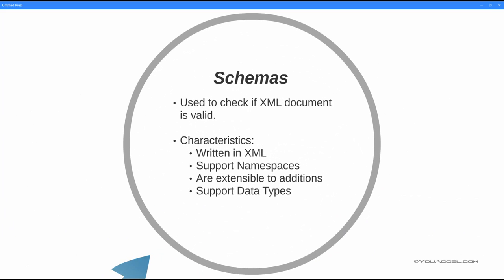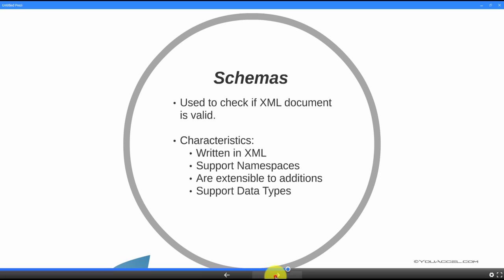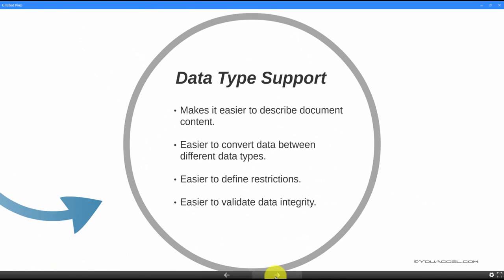Schemas are often used to check if an XML document is both well-formed and valid. Some common characteristics of schemas include that they're written in XML, they support namespaces, and schemas are extensible to additions. They also support data types.